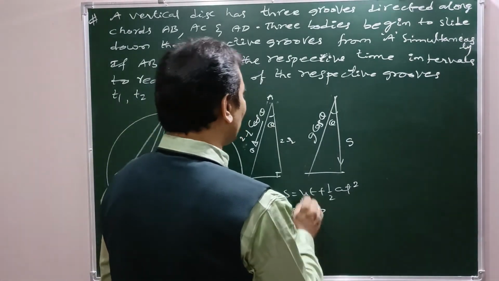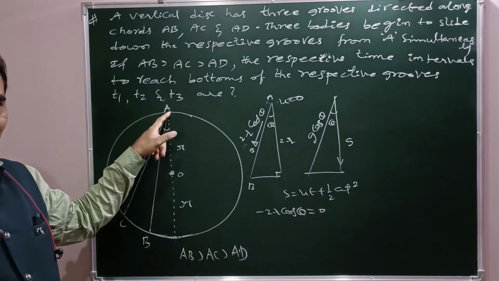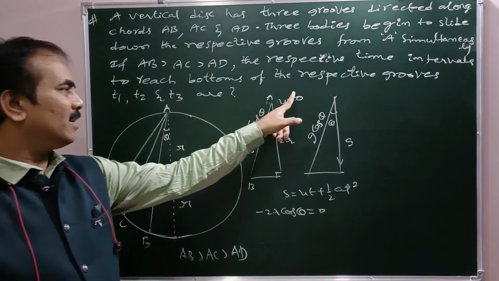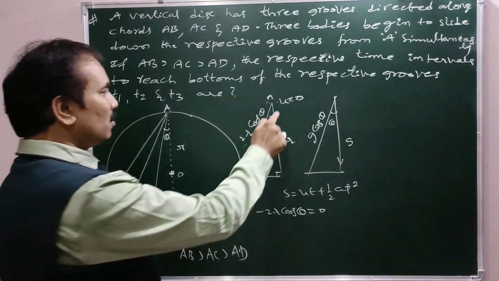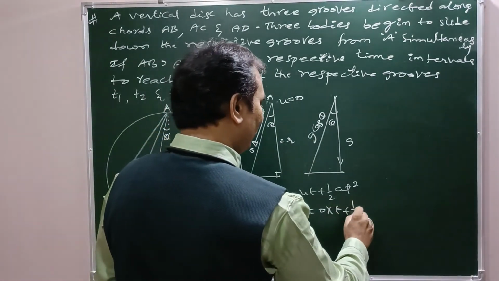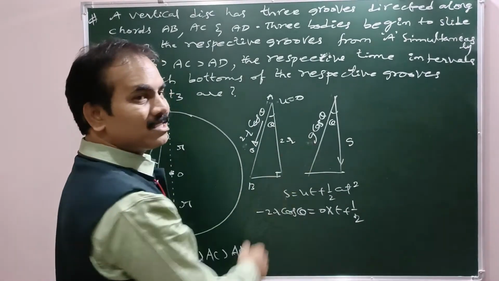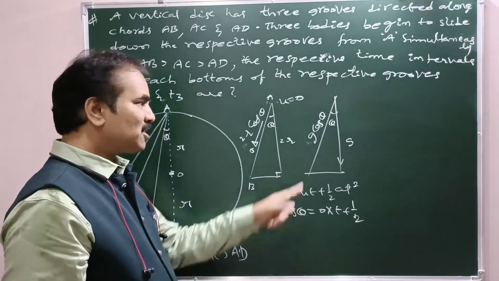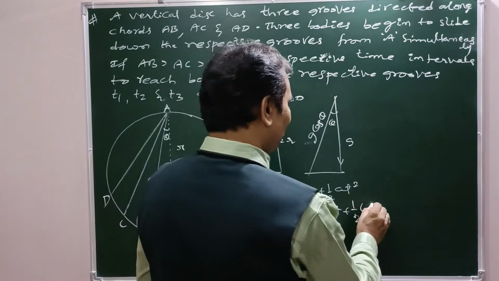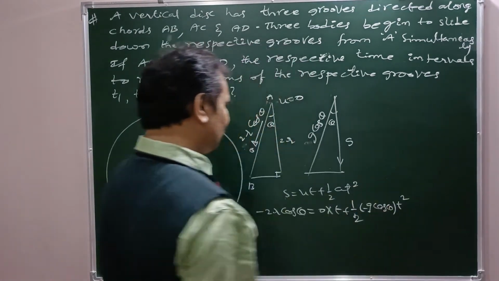That is, u is 0 at A. At the point of dropping the ball, for each ball, what is the initial velocity? That is u equal to 0. u equal to 0 into t plus half into a, where a means, along the chord length, g cos theta. And taking sign convention, minus g cos theta, minus g cos theta into t square. Right?